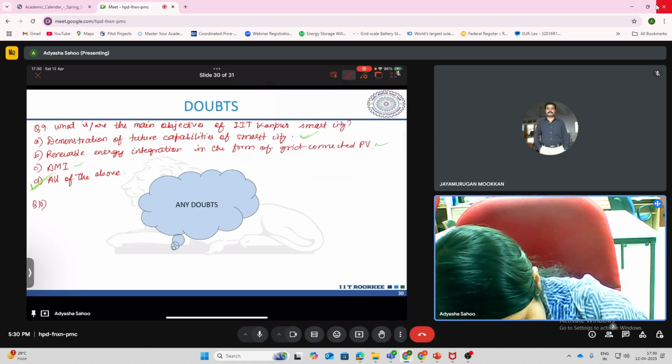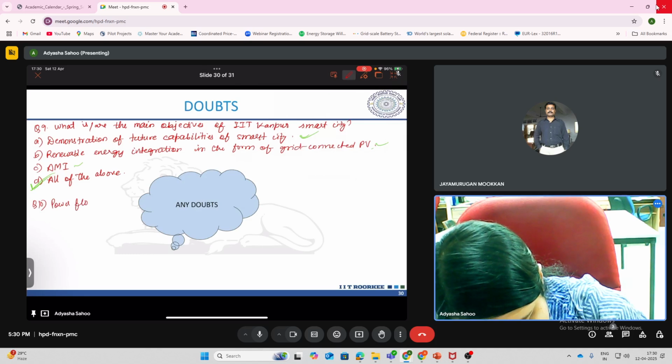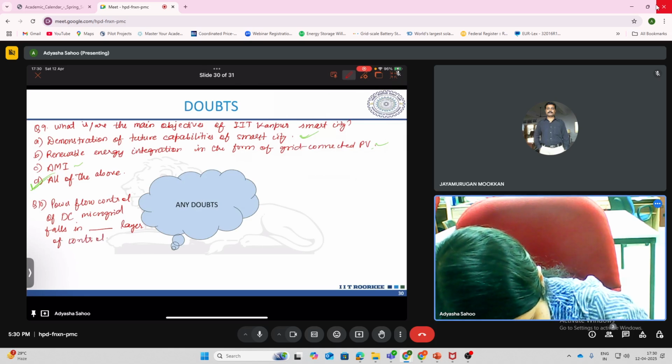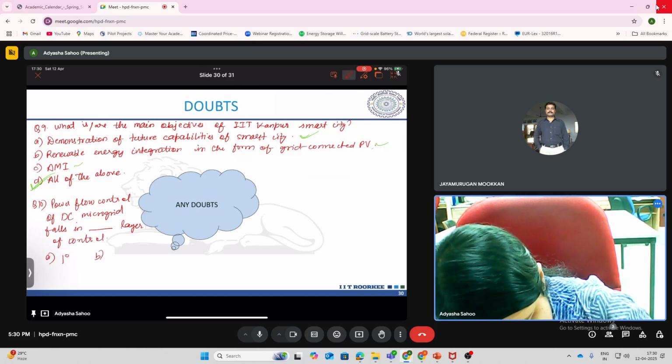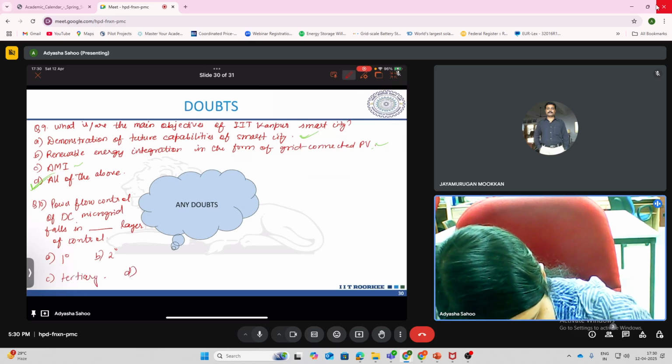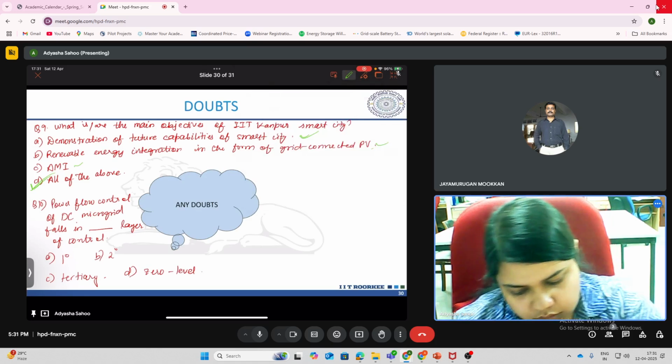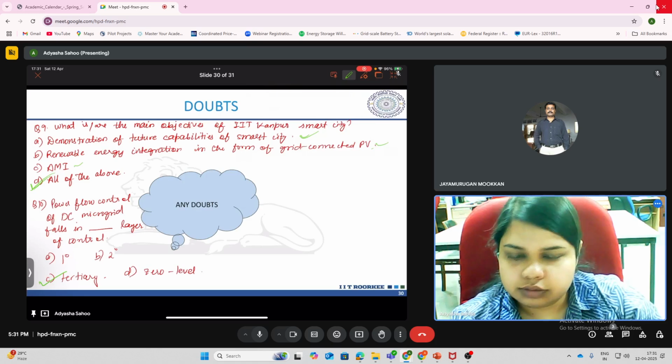The last question is, the power flow control of DC microgrid falls in which layer of control? Primary, secondary, tertiary, or zero level. The correct answer is tertiary.